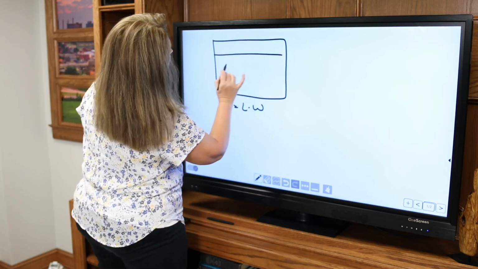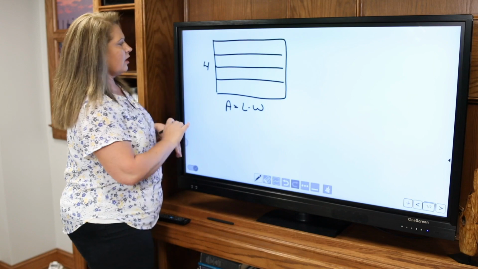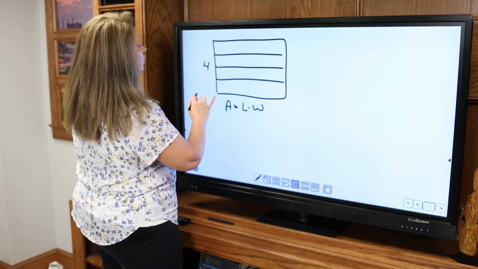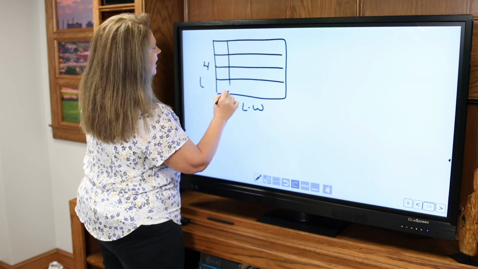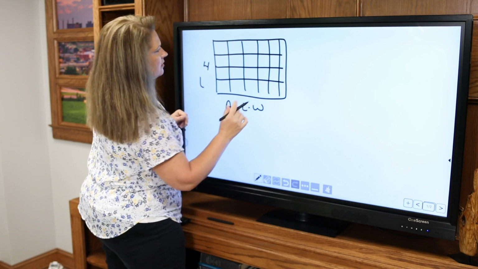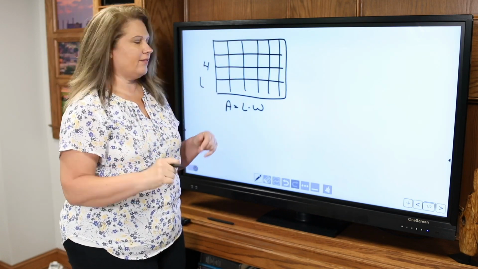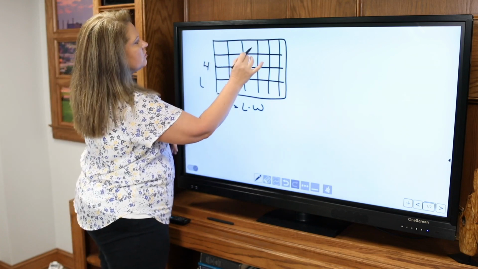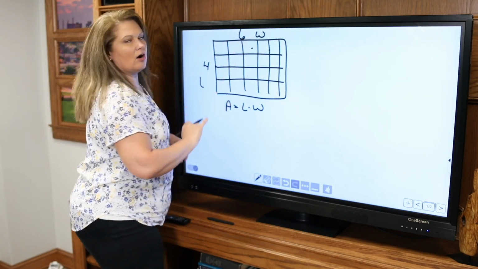So if we draw some rows, so we have 4 rows here, and we'll call that our length. And then we have our columns. Sorry for the unequal, but you know how that goes. 1, 2, 3, 4, 5, 6. We'll call that our width.